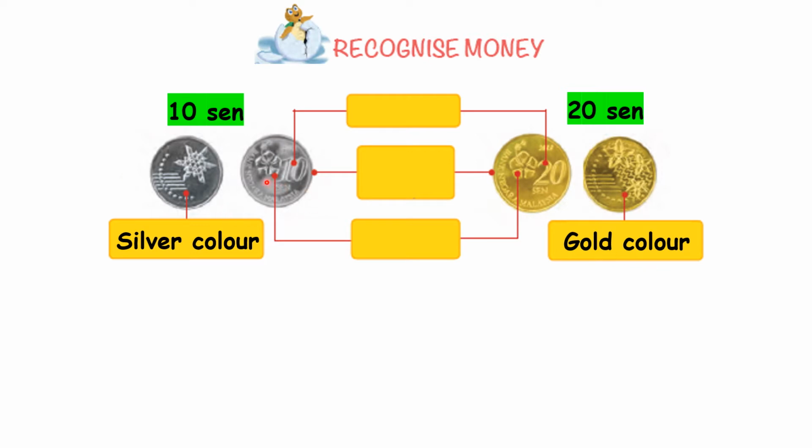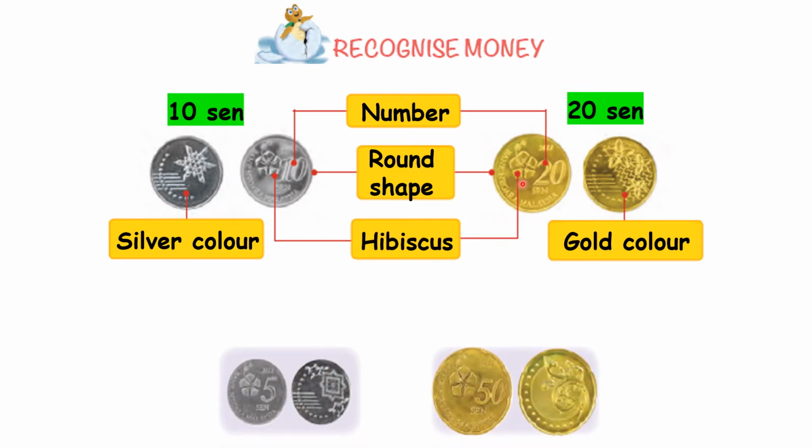Okay, you may look at here, the 10 cent and the 20 cent. We can see there are numbers here, number 10 and 20. And then the shape is round. And there is also the hibiscus flower. The same goes with the 5 cent coin and 50 cent coin. The 5 cent coin is silver in color, but the 50 cent coin is gold in color.